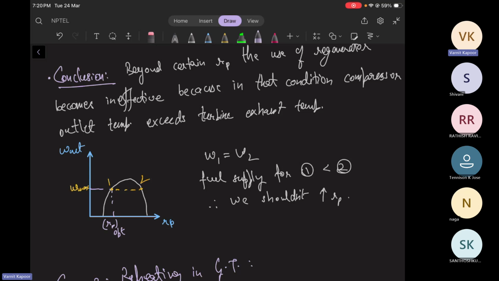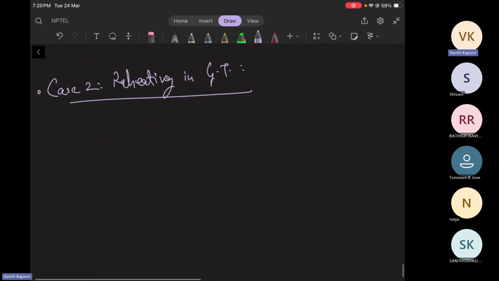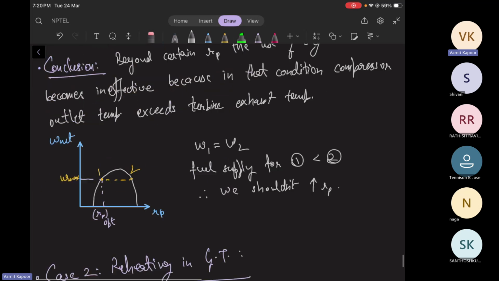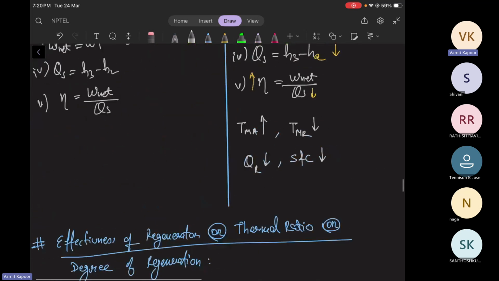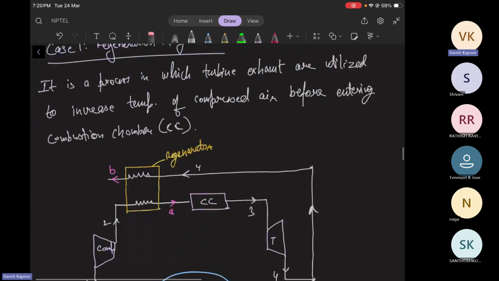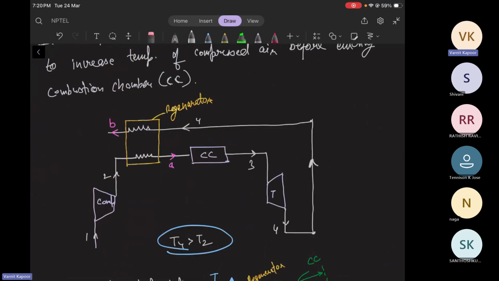Okay, let's come to the next case. Case number 2, reheating the gas turbine. So by reheating, I mean is basically I'm doing the expansion of the working fluid in more than one stage. Okay, so I'm making two turbines to connect together. So one thing I missed here in the previous graph was that the turbines are being connected to a shaft. The same shaft.